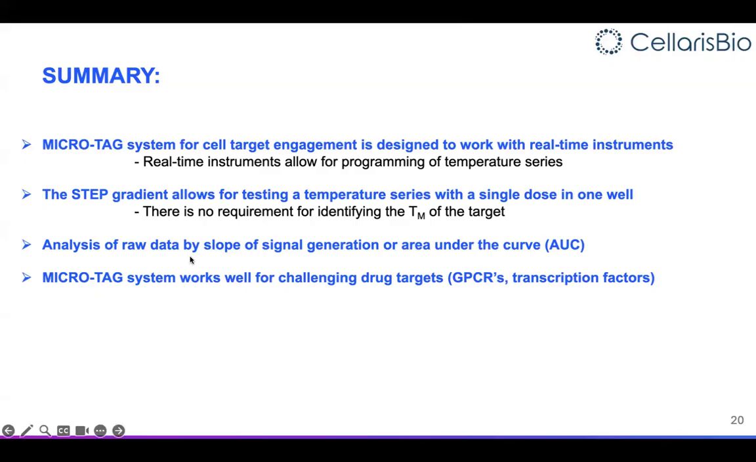The analysis of the raw data from the real-time instruments can be done by looking at the slope of signal generation after every temperature being tested, or you can look at area under the curve, which is an accumulation of all the binding events over all of those temperatures that are tested. The microtag system has been designed to work well with challenging targets such as GPCRs and intrinsically disordered proteins such as transcription factors.